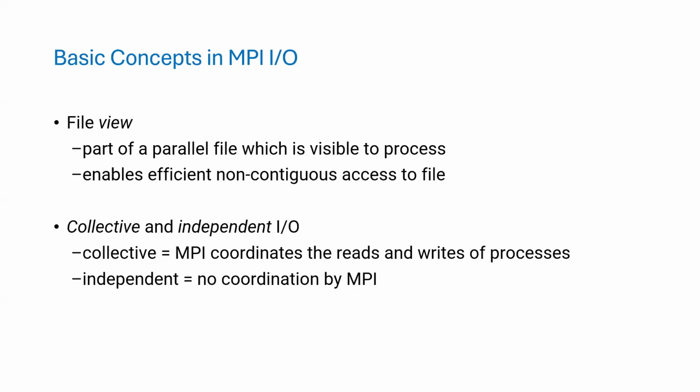And then continue, and it's the file view. File view is a part of a parallel file which is visible to processes. So on the system side, each process will understand the file and will know which part is what, and which offset or which start point or the format, and be ready to work on what part. So it enables efficient non-contiguous access to files.